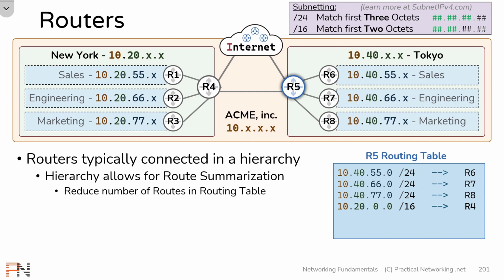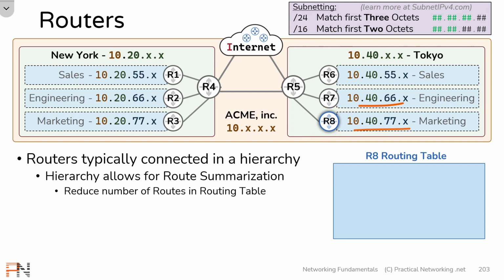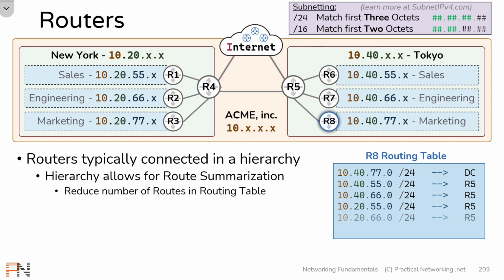So that's one of the benefits of route summarization, is that it reduces the routes in a routing table. But can we actually take it a step further? Let's take a look at router 8's routing table, and let's focus on that for a minute. Just like before, router 8 has to account for every single network in this particular topology. One of the networks router 8 is directly connected to, that's the 10.40.77 network. Then router 8 will have 2 more routes for the other 2 teams in Tokyo, and 3 routes for the 3 teams in New York.